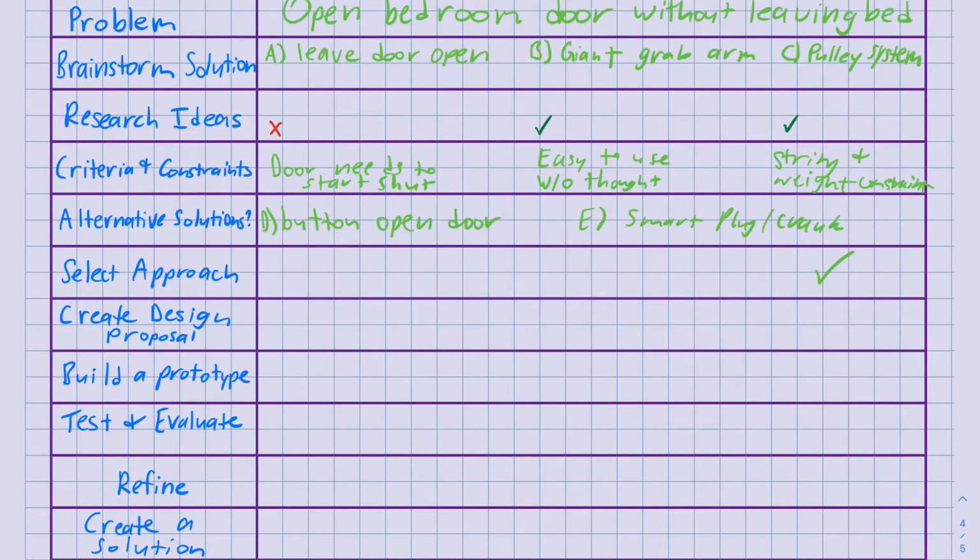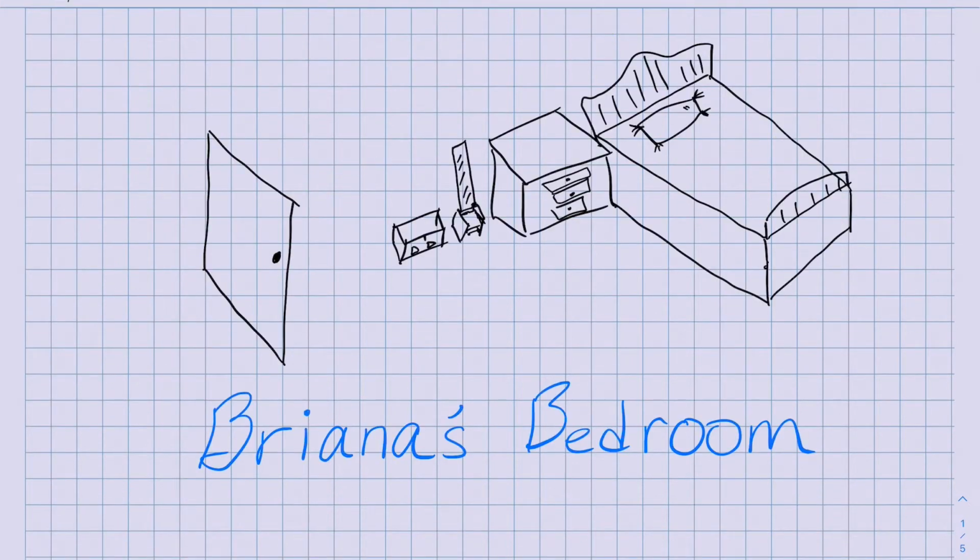So now we get to create our design proposal. This is my personal favorite part. So we're just going to start with a sketch. So here's a sketch of my room, just in general. Let's see. So if we have a pulley system, now the easiest way without any pulleys would be to just have a string here and go all the way to the door. So when you pull the string, the door opens.